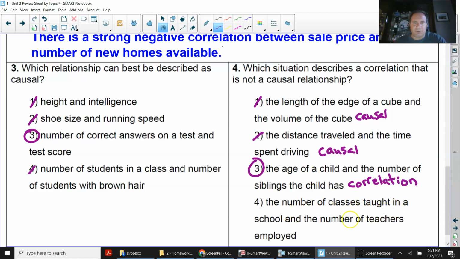The number of classes taught in a school and the number of teachers employed, that is a causal. That is something that the A event causes the B event. More classes, the number of teachers employed increases. All right? Or changes.